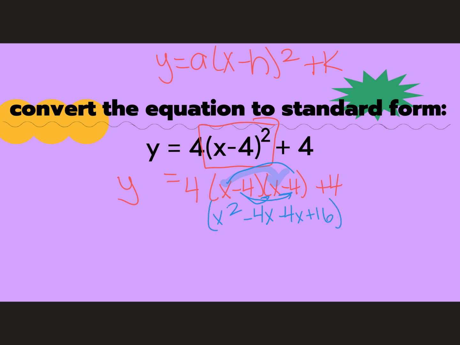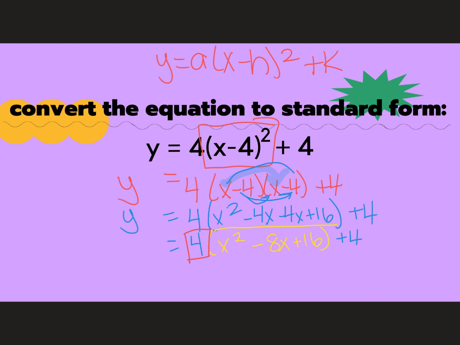Okay, now remember, this is still all in that parentheses, and I'm just going to fill in around it. Now, simplify this. I have x squared minus 8x plus 16. My next step is I'm going to distribute this 4 to everything inside the parentheses.